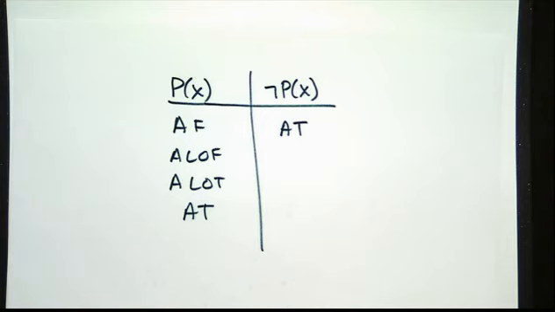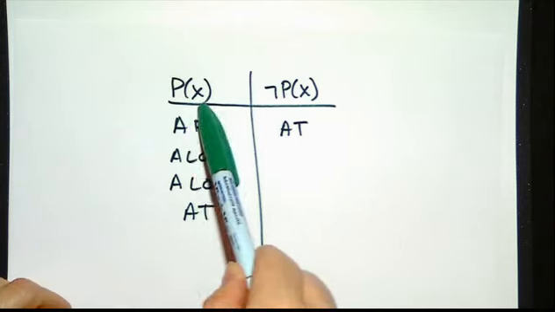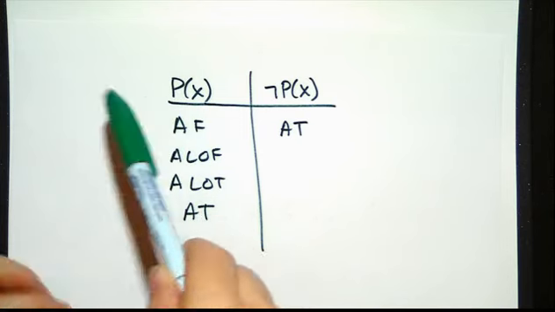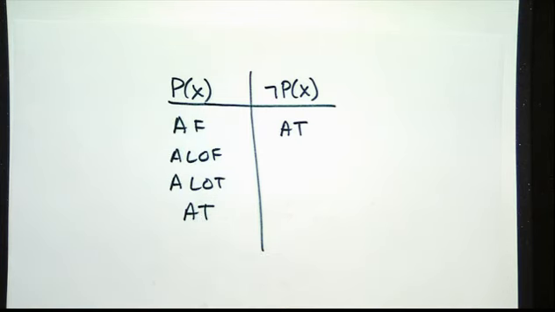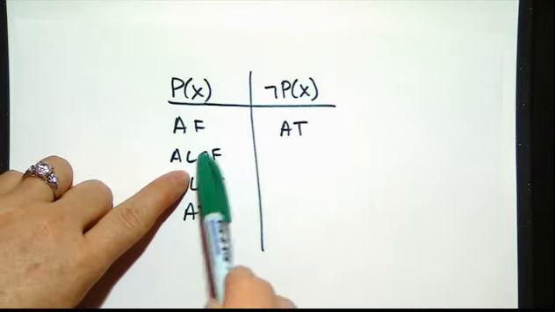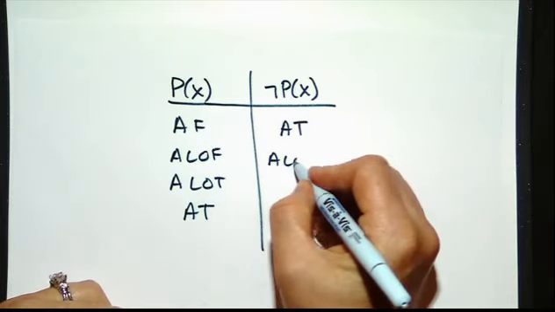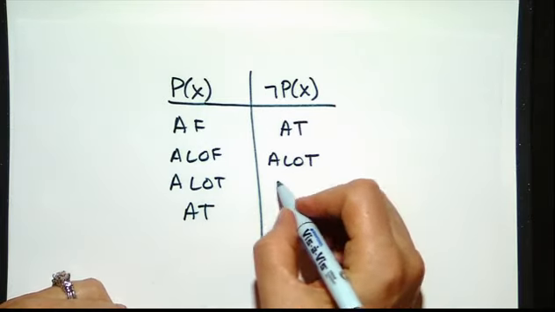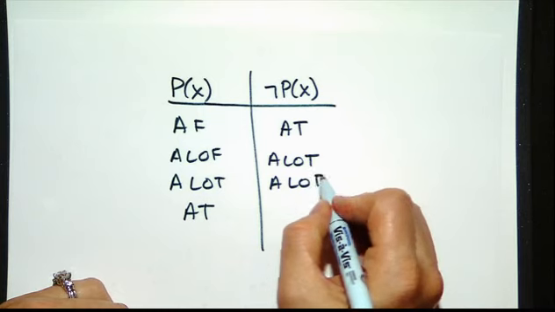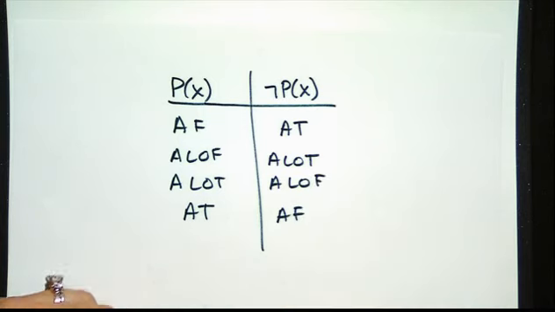So since this is just P of X, when I negate it, I'm not doing anything with the combination of all the X values. I'm just looking one by one. So the one that happens to be false here, when I have not P of X, it's going to be true. So it'll be at least one true. So you can actually just flop the F's and the T's. And that's what we'll get.